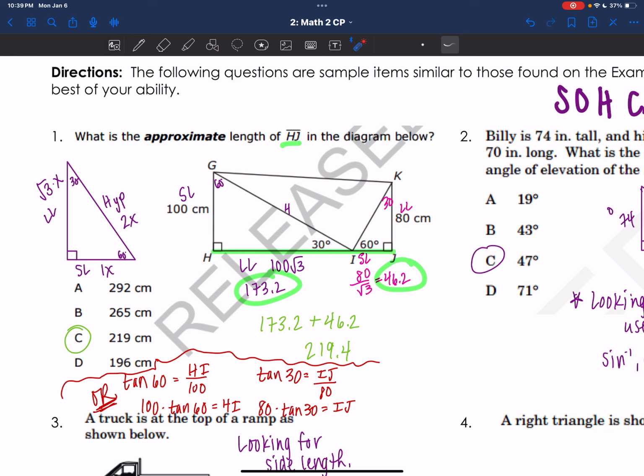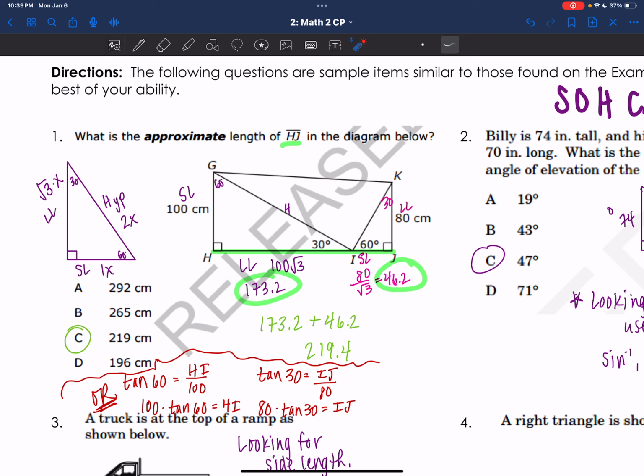Or if you have your calculator, you can use good old SOHCAHTOA, which are your trigonometric ratios. So I showed you both ways. You can either use your special triangle, a 30-60-90 triangle here, and just remember your short leg is x, your hypotenuse is 2 times your short leg, and your long leg is the square root of 3 times your short leg.